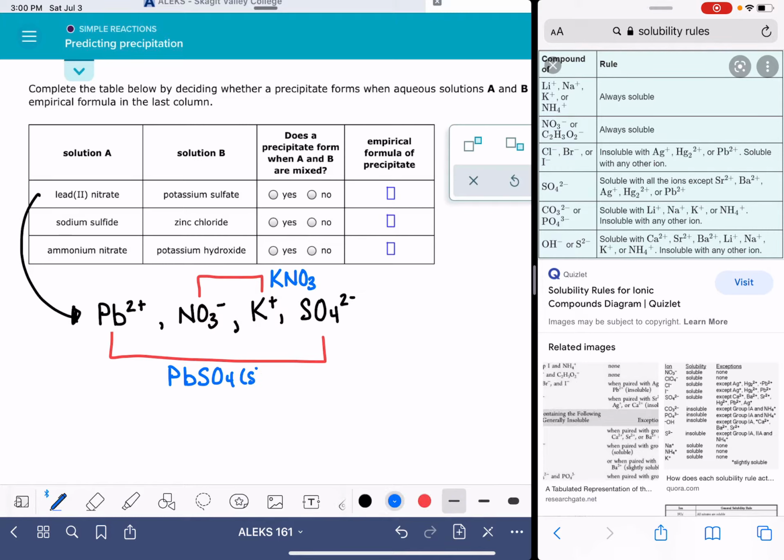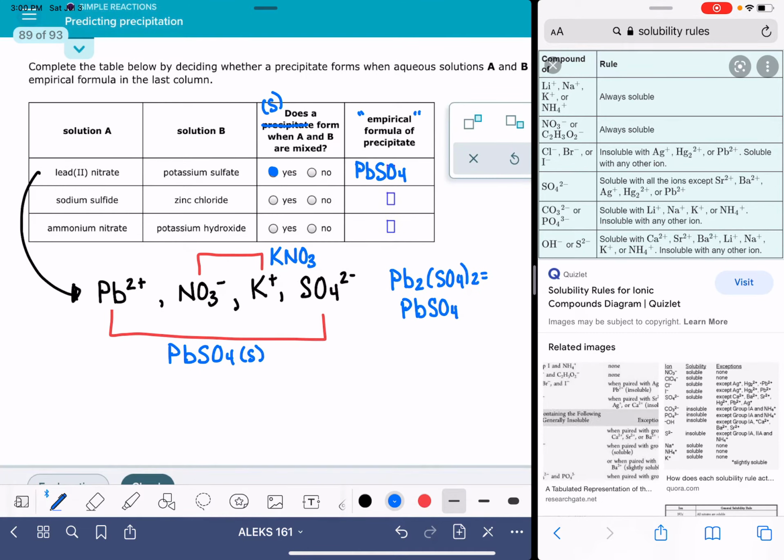Not soluble means that it is a solid. That is another word for precipitate. So does a precipitate form? Yes. Does a precipitate form? That's just asking, does a solid form? And the formula of that solid is PbSO4. When it says empirical, that just means it wants you to give the ions in the smallest possible ratio. So instead of writing something like Pb2(SO4)2, it wants us to simplify it, PbSO4, which of course you would already do anyways, because you know that's what you're supposed to do.